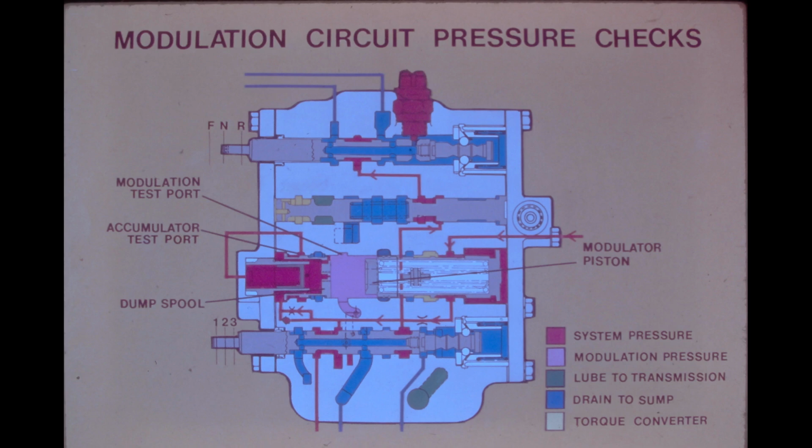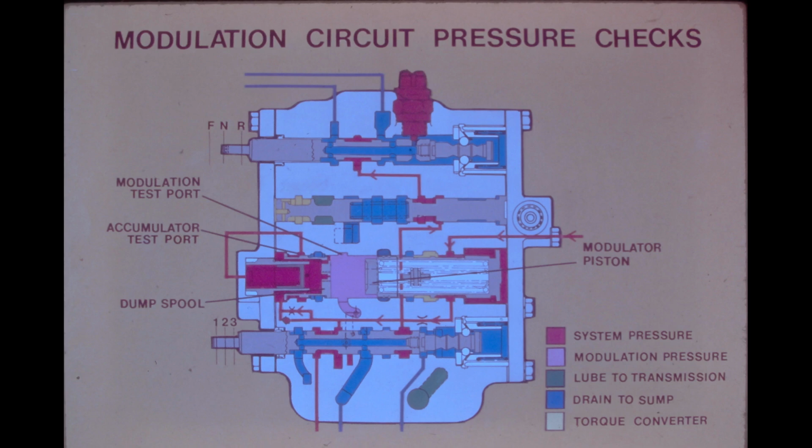As shown in the illustration, a pressure test port is available for checking accumulator operation. Pressure should drop to 0 momentarily each time a shift is made. A gauge without a snubber must be used to read this pressure.